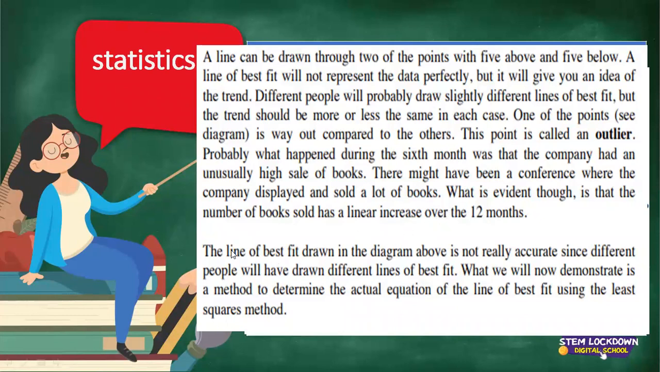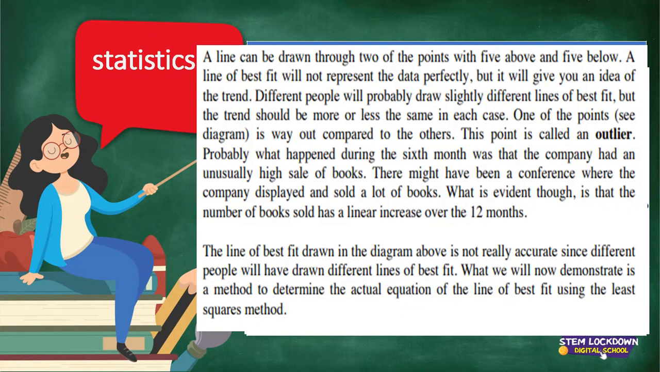The line of best fit drawn in the diagram above is not really accurate, since different people will draw different lines of best fit. What we now demonstrate is the method to determine the actual equation of the line of best fit using the least square method. So how do we deal with this variation of different lines of best fit? We use what we call the least square method. We come up with an equation, which is a fairly accurate way of determining our line of best fit.